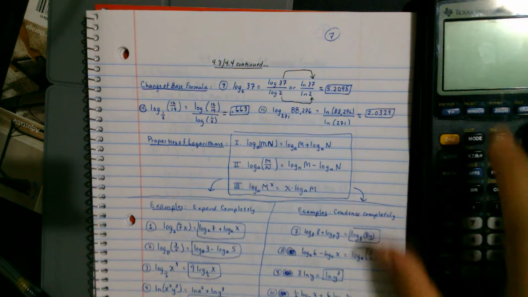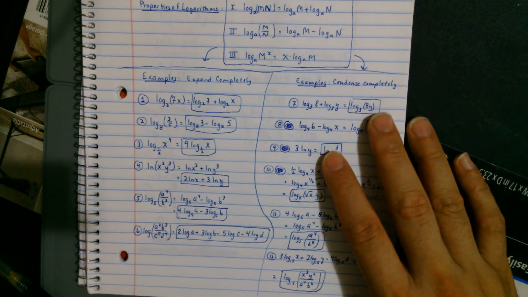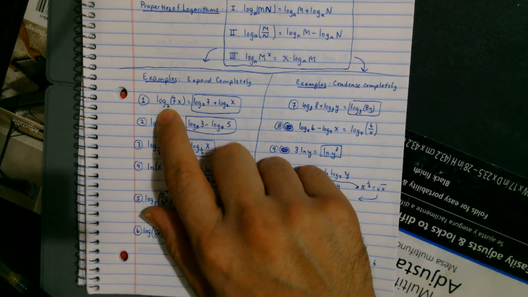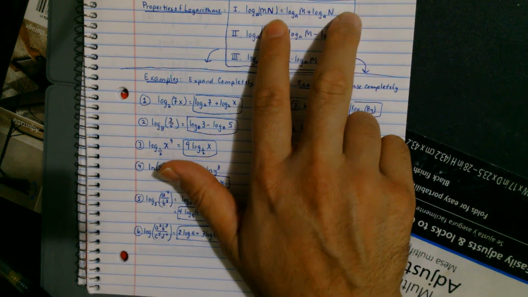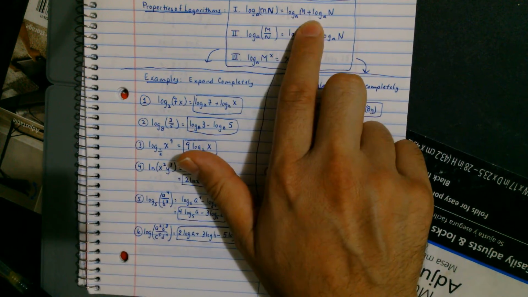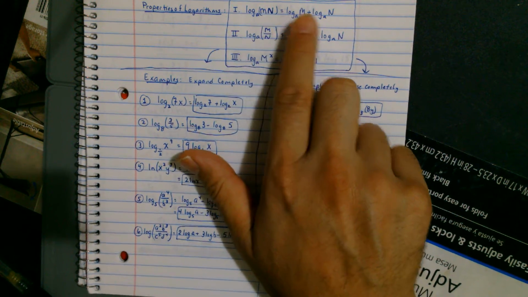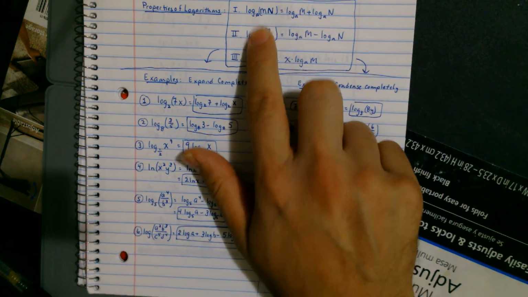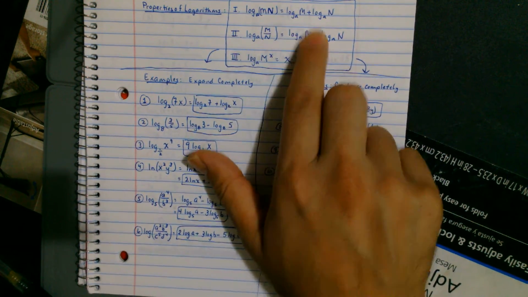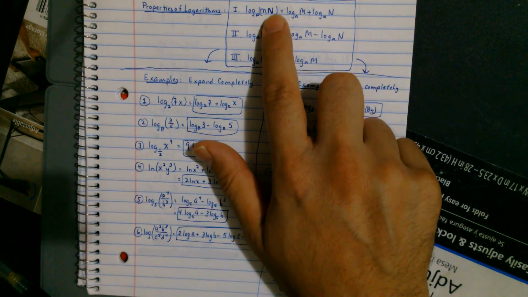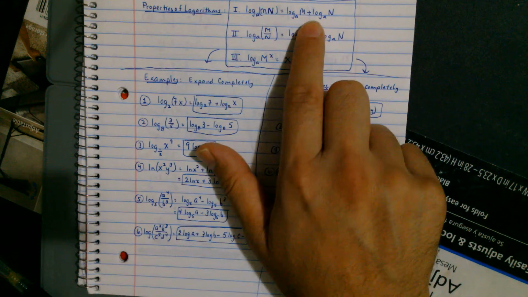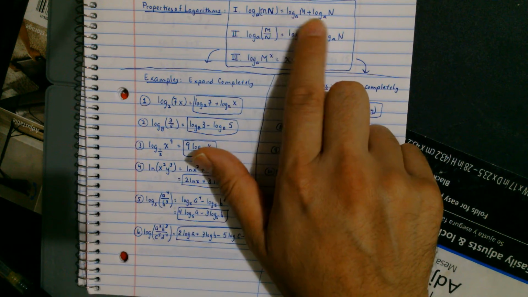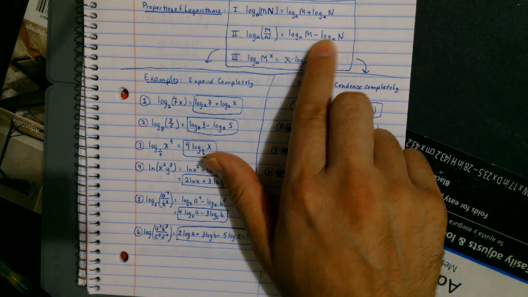The last part of this is kind of weird because you're going to move things around. You're going to expand and you're going to condense. So rule 1 says if you have the log of two things multiplied, it becomes two logarithms with those two things inside added. So multiplication goes to addition. The opposite of multiplication is division. The opposite of addition is subtraction. So multiplication goes to addition, division goes to subtraction.